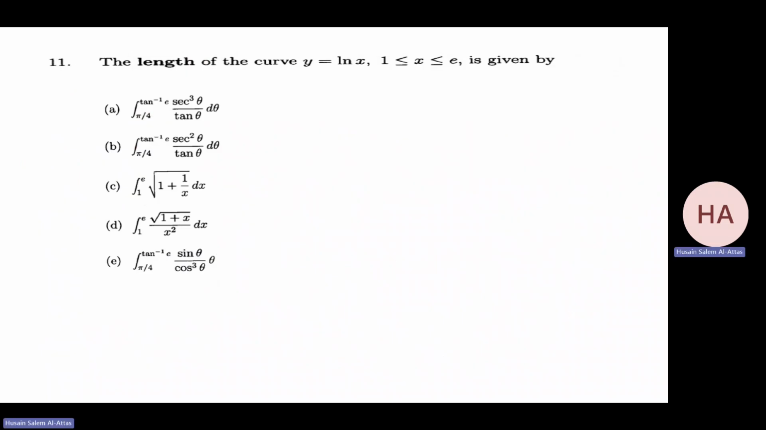The length of the curve y equals ln x. Wow, what is this? Strange. Okay, let us see what will happen. I have f of x as ln x, f prime of x is 1 over x. 1 plus f prime of x square equals what? 1 plus 1 over x square, and that will be x square plus 1 over x square.